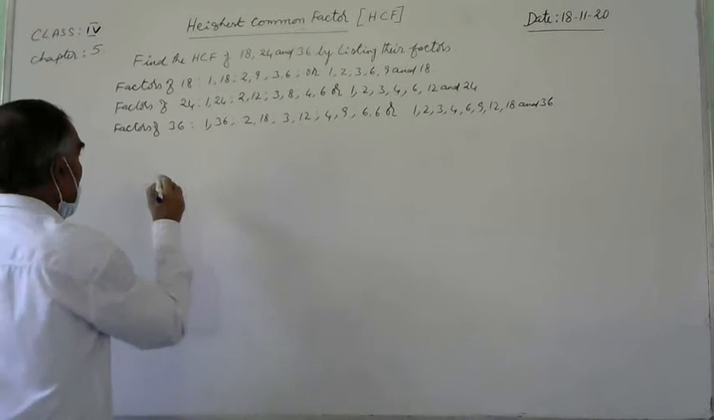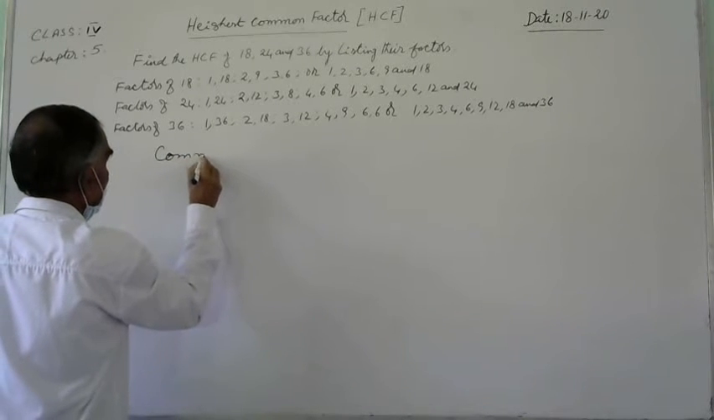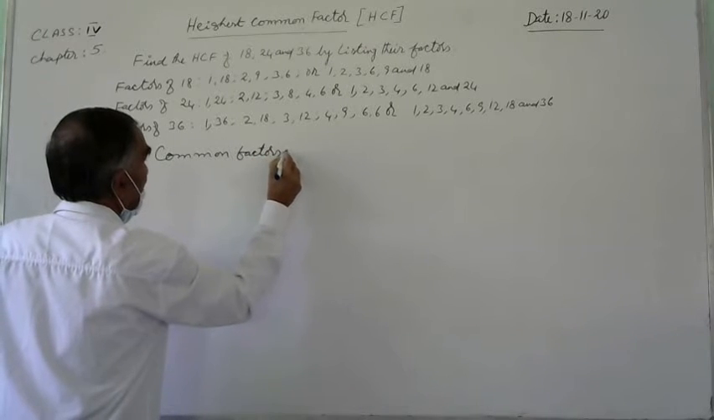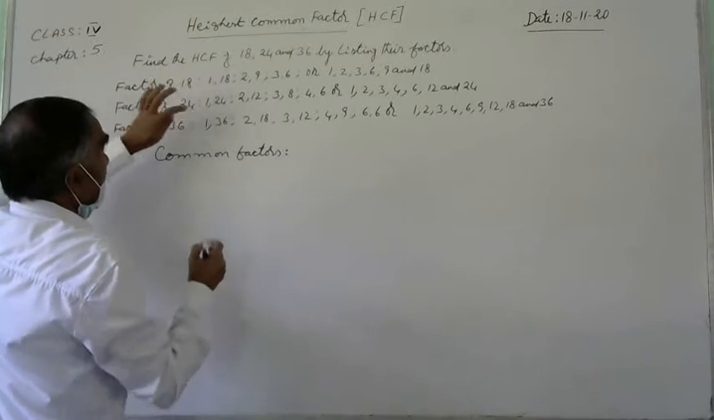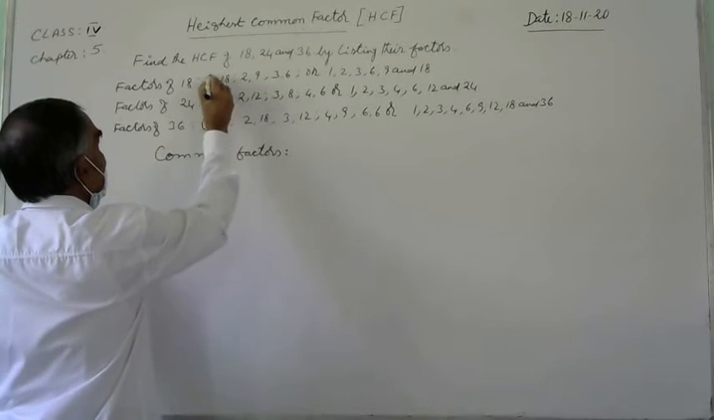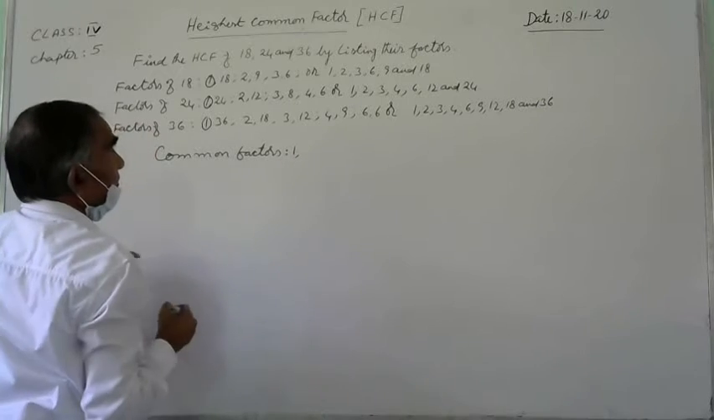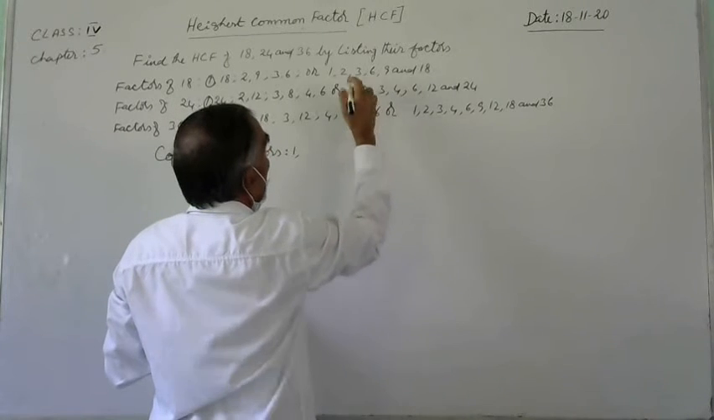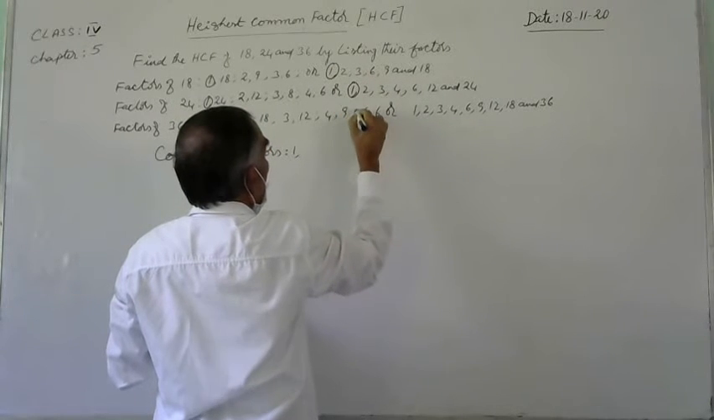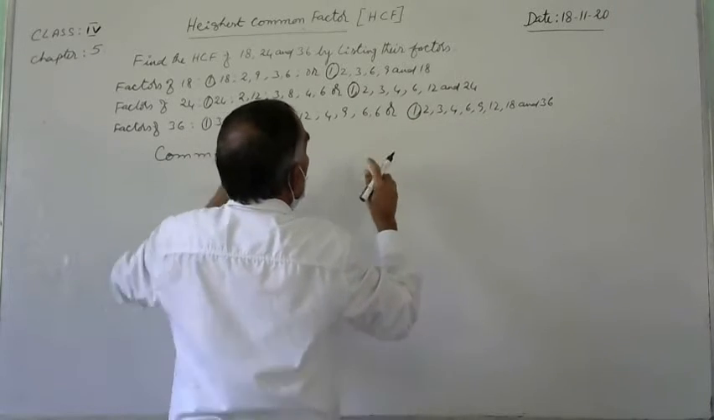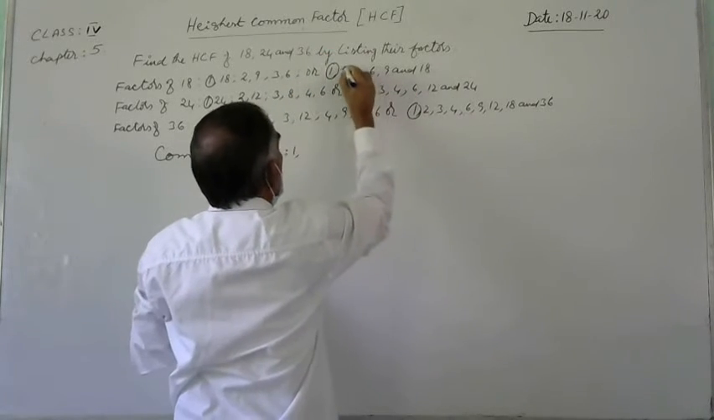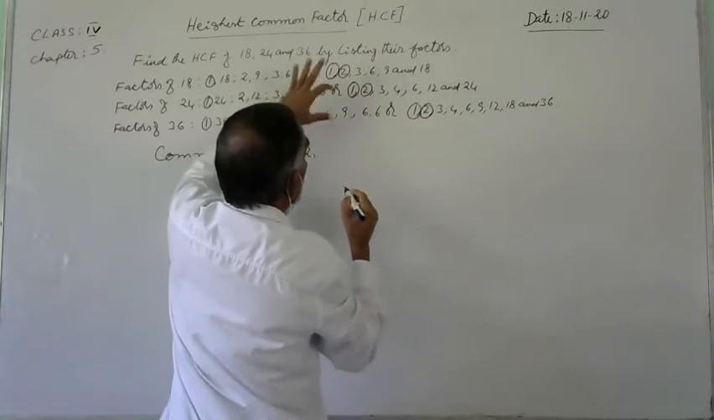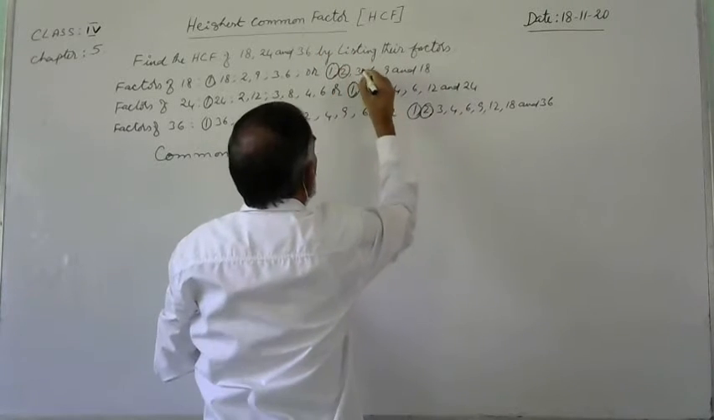Now write the common factors. Here, 1, you circle this. 1 is it. Next, 2. You can check here; you already listed it, isn't it? It is very easy. 2 is also common. Next, 3. 3 is there in all the numbers. Circle this.